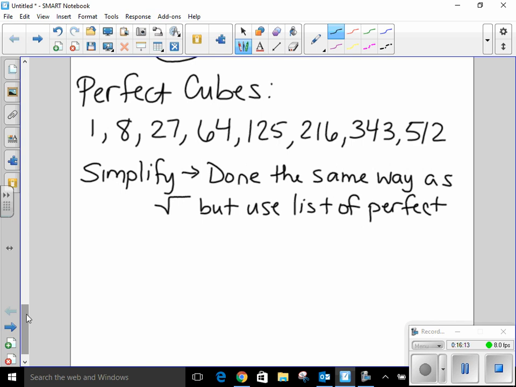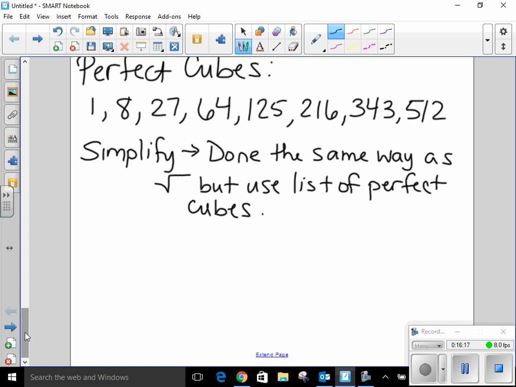That's the only difference. All right, so we want to take a look at what some of these examples look like. And because we've already done the big bulk of the lesson through the square roots, there won't be as many of these, but I want to show you the difference between them.